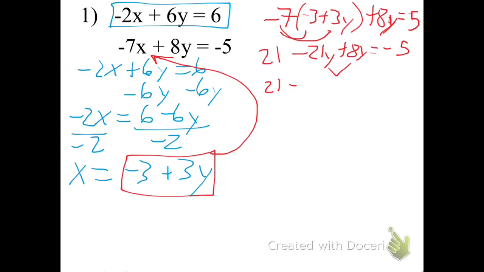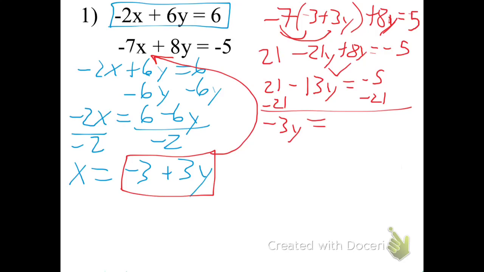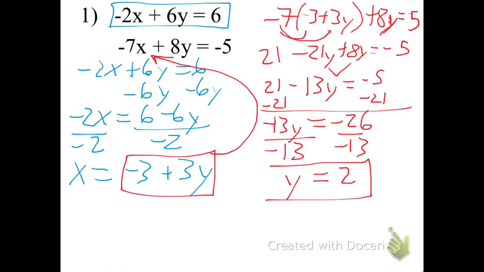Sorry guys. That is going to give me -13y. And that all equals -5. I need to get my y by itself, so I'm going to subtract 21 from both sides to get -13y equals -26. -5 minus 21 is -26. Divide by that -13 to get y by itself. So I'm going to get y is, -26 divided by -13 is going to be positive 2, because negative divided by negative is positive. So I finally got one of my numbers.